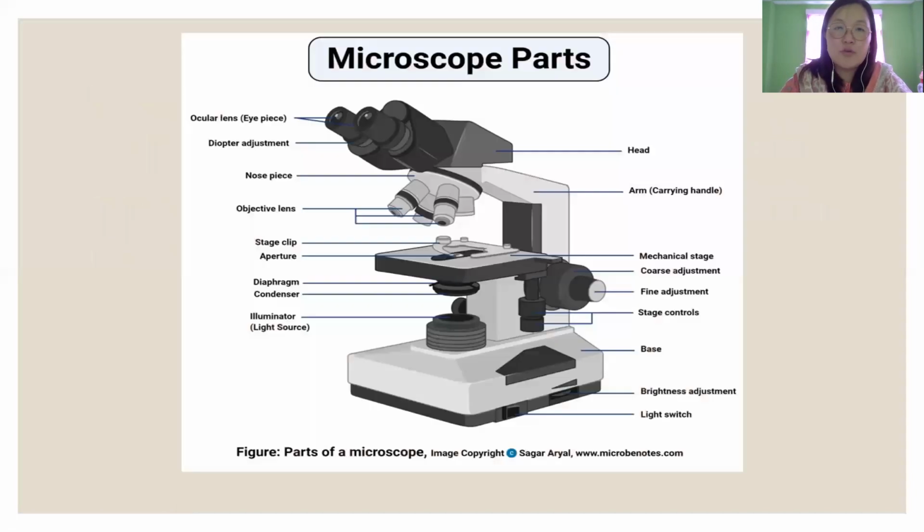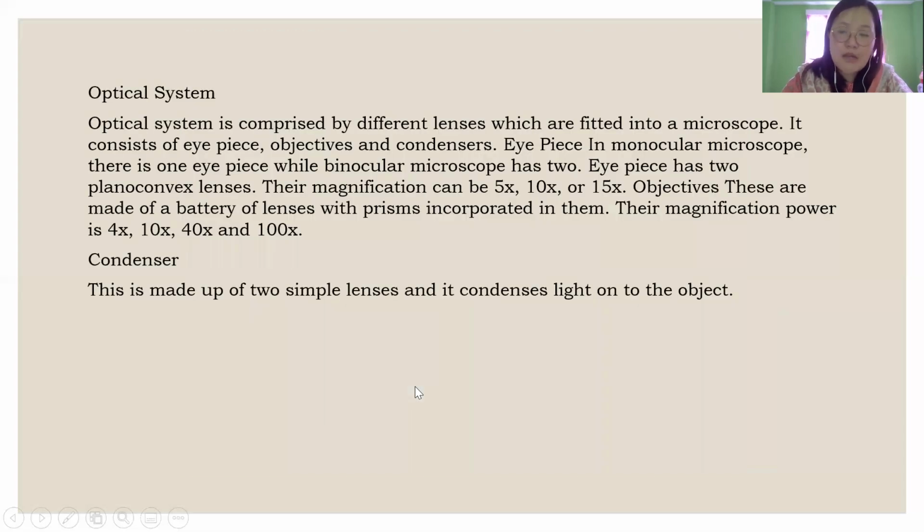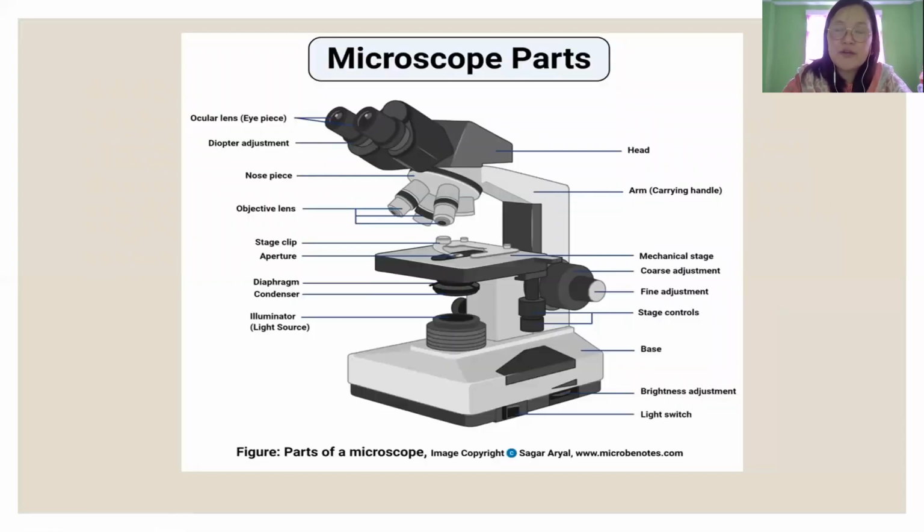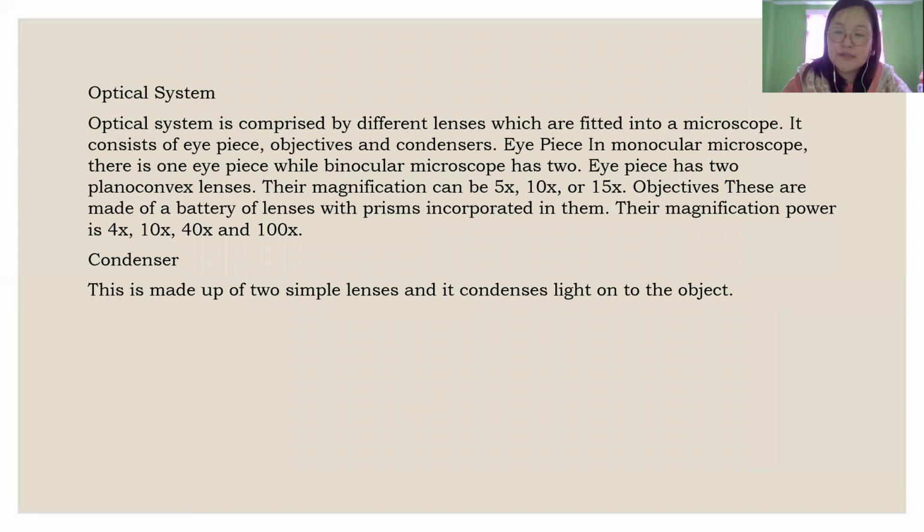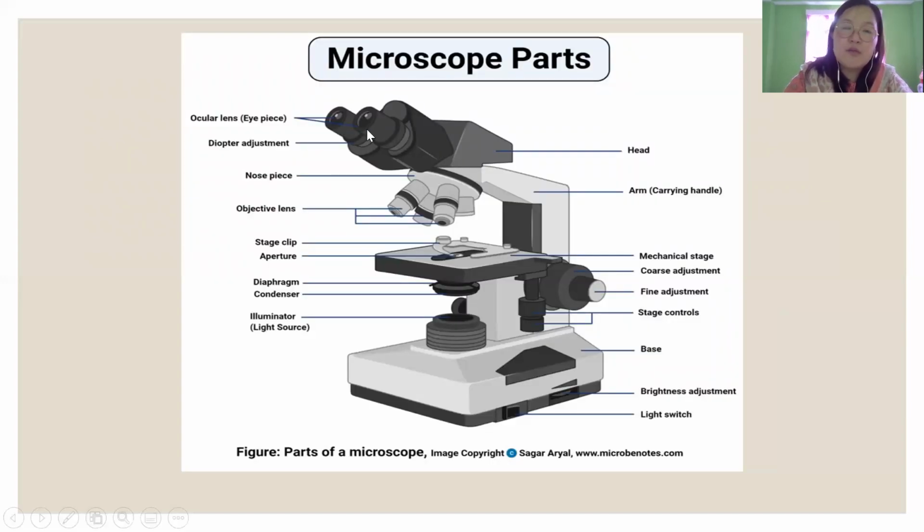Okay, so in this picture you can see what we have talked about: eyepiece, objective and condenser, which come under the optical system. These are the two eyepieces. And these are the objectives. Since you can see out here it's a compound microscope and it has 4 objectives: 4x, 10x, 40x and 100x, and these are the condenser.